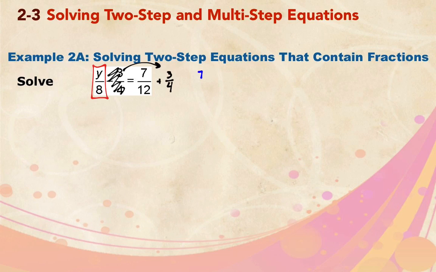Real brief. 7 over 12, my common denominator is going to be 12. Remember how to do that. So I'm going to multiply everything by 3. 9 over 12. So this is going to be y over 8 equals 16 over 12. I'm going to reduce that. I think it helps. We'll divide everything by 4. So this is going to be 4/3, so I'll rewrite this. Y over 8 equals 4/3.